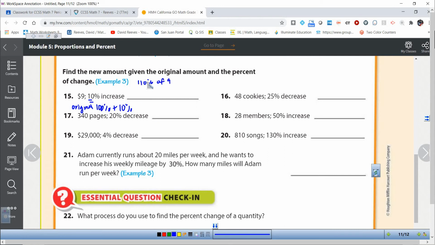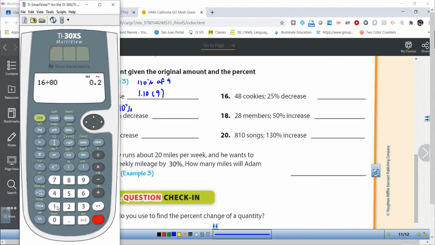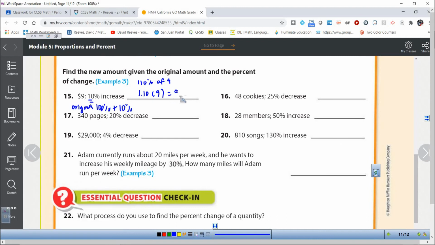And in that video, I talked about changing 110% to 1.10. Talked about how of means to multiply. So we take our percent, change it to a decimal, and then we go back to our calculator if we want to. 1.10 for 110% times 9. That was our original value, and we get 9.9. So 9 increased by 10% is 9.9.